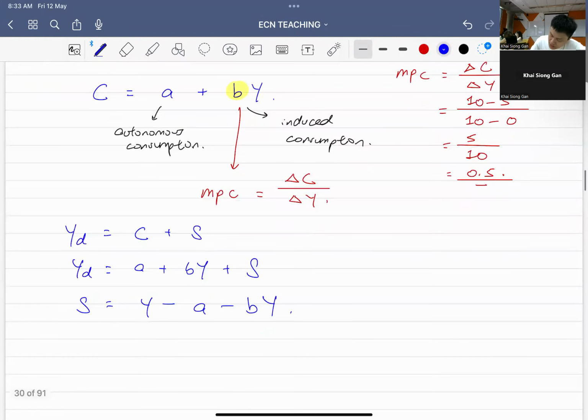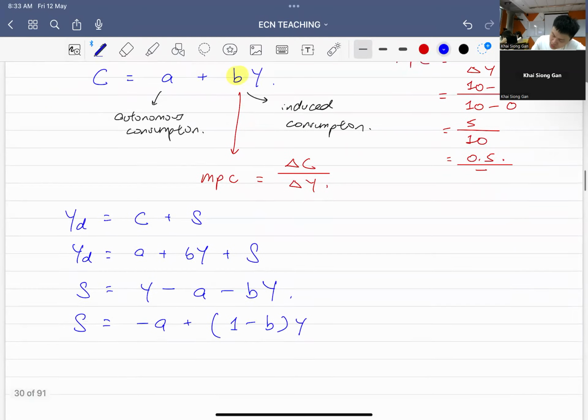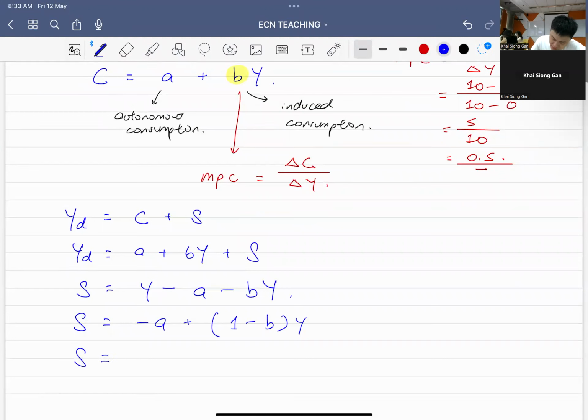Okay, and now I can factorize it. So now it becomes negative A plus (1 minus B)Y. Therefore I can rewrite it as the saving function equals negative A plus the marginal propensity to save times Y. So here I have my second equation. Just now was the consumption function, now this is the saving function. So this is the formula. Now, why is that negative A over here?